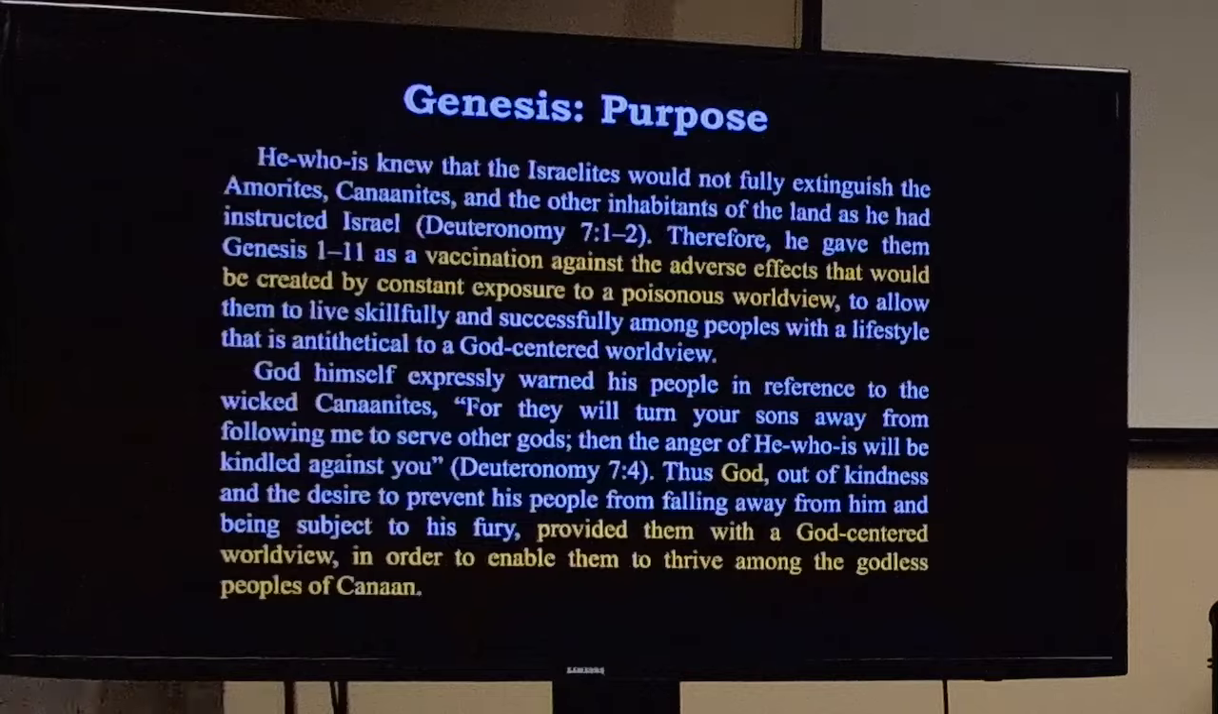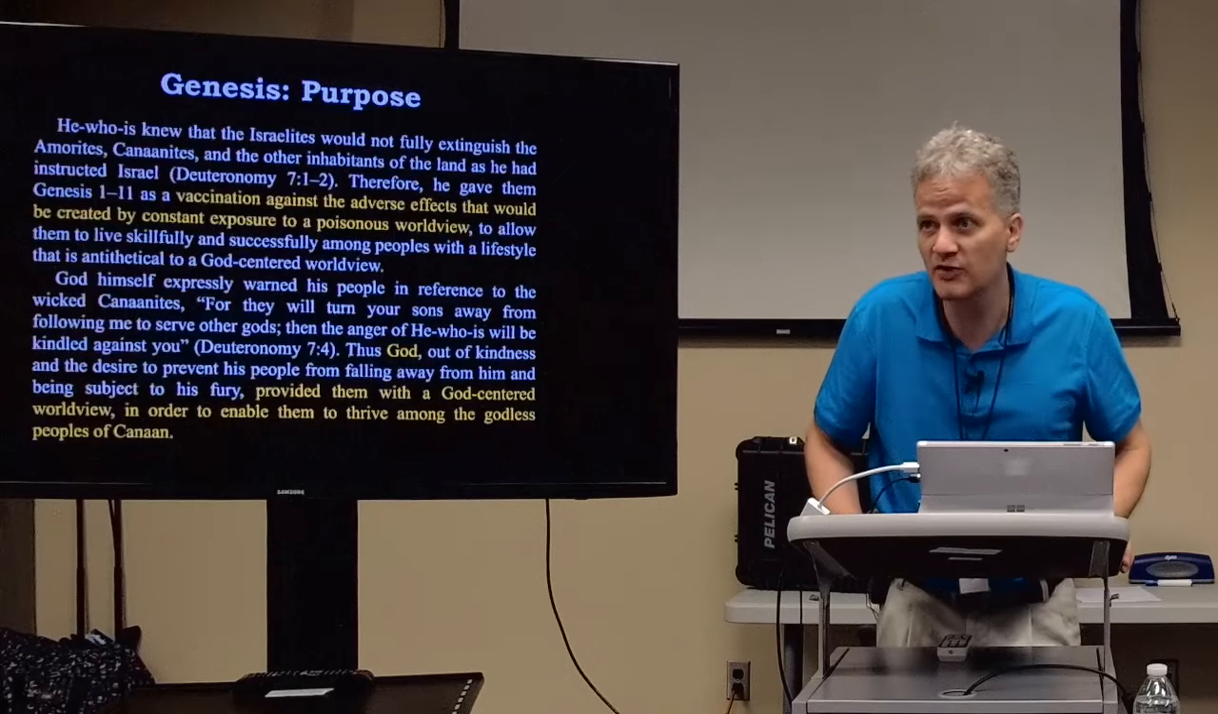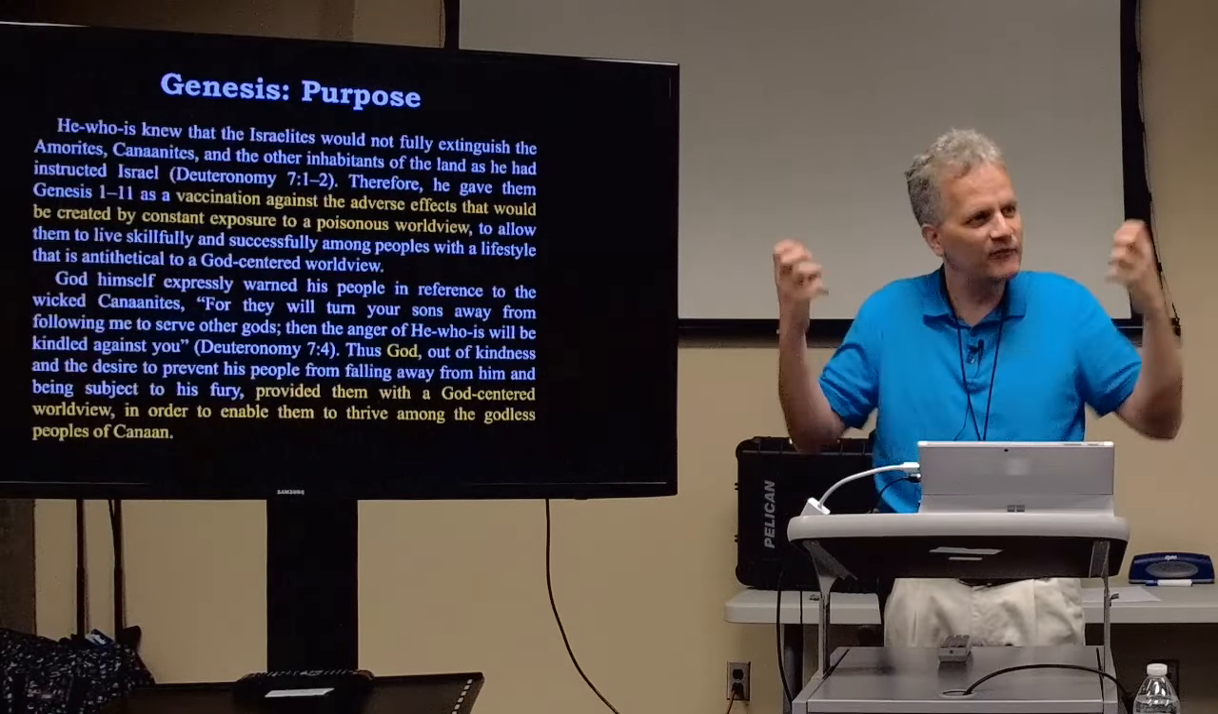Does that sound familiar? What's our culture like today? Is it a poisonous worldview or worldviews all around us, hovering like birds, trying to influence us, impact us, and make our lives conform with the lives of those who hold those worldviews? That's exactly what the Israelites were going to experience. God knew they would still be there because they wouldn't carry out his command. So rather than being angry at them, he was compassionate with them and gave them Genesis 1 through 11 to vaccinate them so that they could live among the Gentile people with an ungodly worldview and live successfully.